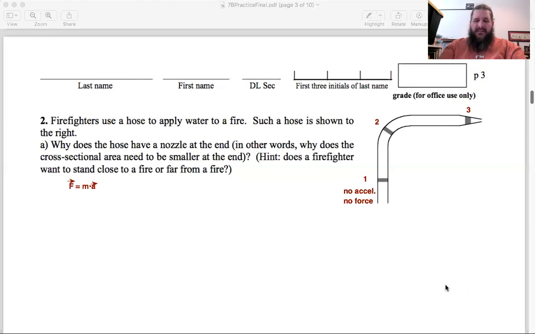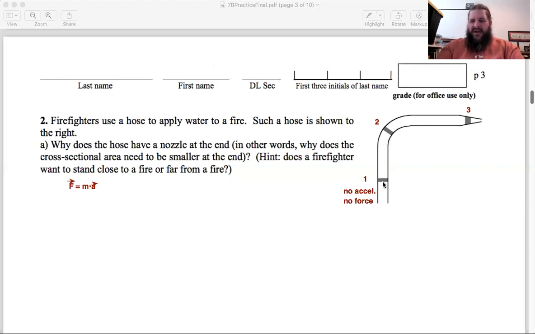Constant speed does not mean no acceleration, though, because speed means how fast it's going, but does not take direction into account. And that actually becomes important at location 2, because what's happening to the blob of water at location 2?